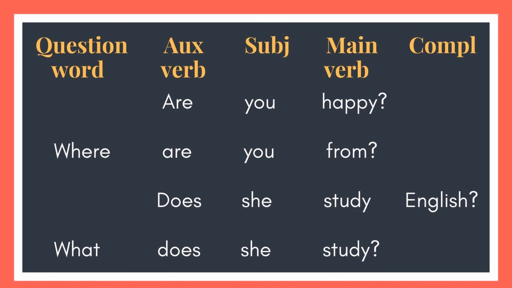For example, are you happy is a yes/no question with verb be. So I can say, yes, I am. Where are you from? In this case, I'm asking for specific information and using the word where, so it is an information question with be. We also can have questions like, does she study English? In this case, the answer is going to be yes, she does, or no, she doesn't. So it is going to be a yes/no question.